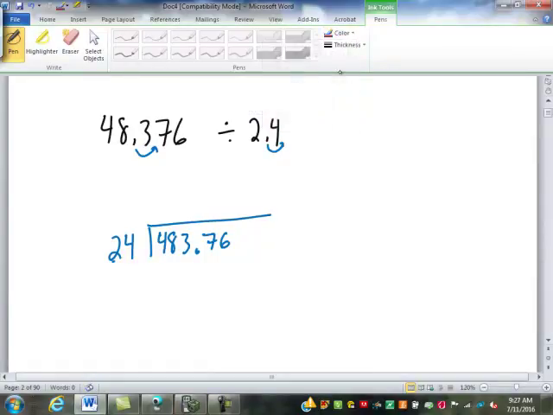So what's the first thing I'm going to do here? Well, does 24 go into 4? No, so I leave it blank above the 4. Does 24 go into 48? Okay, how many times? I'm going to try twice. So I'm going to put 2 up there. 24 times 2 is 48, so we subtract to get 0. What's next?